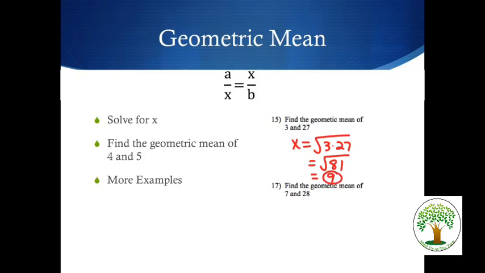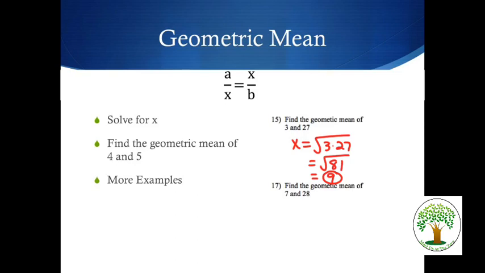So the geometric mean of 3 and 27. We're going to talk about what that means later. Right now you're just going to do the algebra. We'll get what that means later, okay? That way when we get to the point when you have to know what it means, you know how to do the algebra. We're not doing 2 hard things at once, okay?